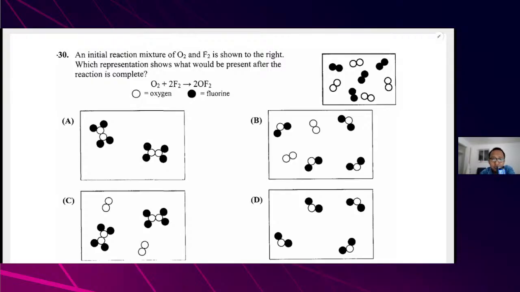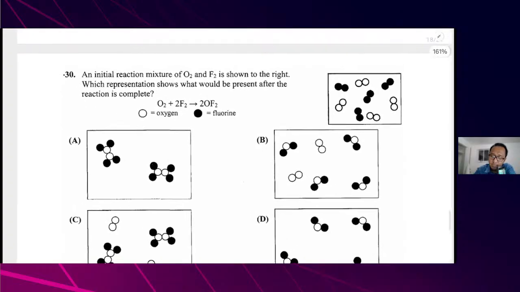Okay, we will be good for the next step, because we want to solve all of them together. Okay, an initial reaction mixture of O2 and F2 is shown on the right. Which representation shows what will be present after the reaction is complete? The question here is that the reaction is complete.